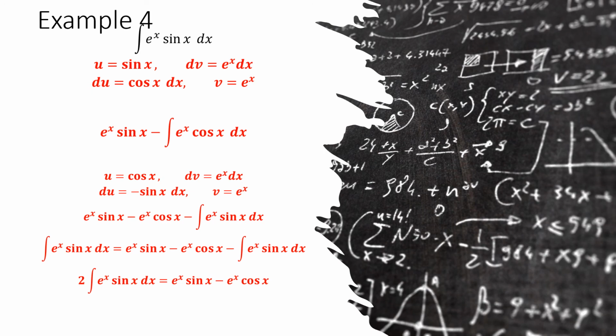All right, so then to get my original integral back, the integral of e to the x sine x, I'm going to divide both sides by 2 to get e to the x sine x minus e to the x cosine x over 2.